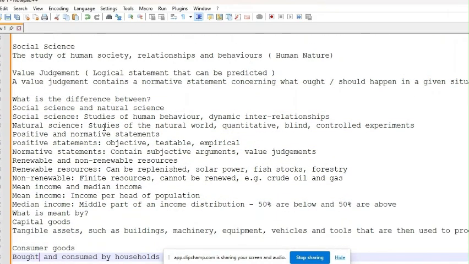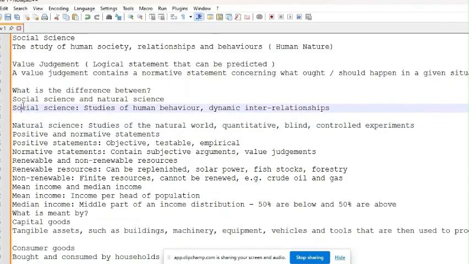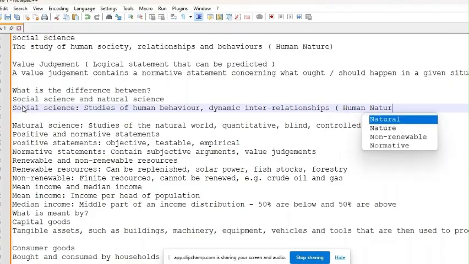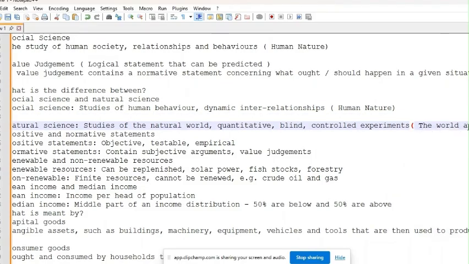You might ask the question, what is the difference between social science and natural science? Let's look at social science first and then we'll look into natural science. Social science is the study of human behavior, dynamics, and interrelationships. As I said before, it's human nature. Natural science is the study of the natural world, through quantitative, controlled experiments. So one deals with human nature as it relates to humans, and the other deals with the world and its concepts and its laws.